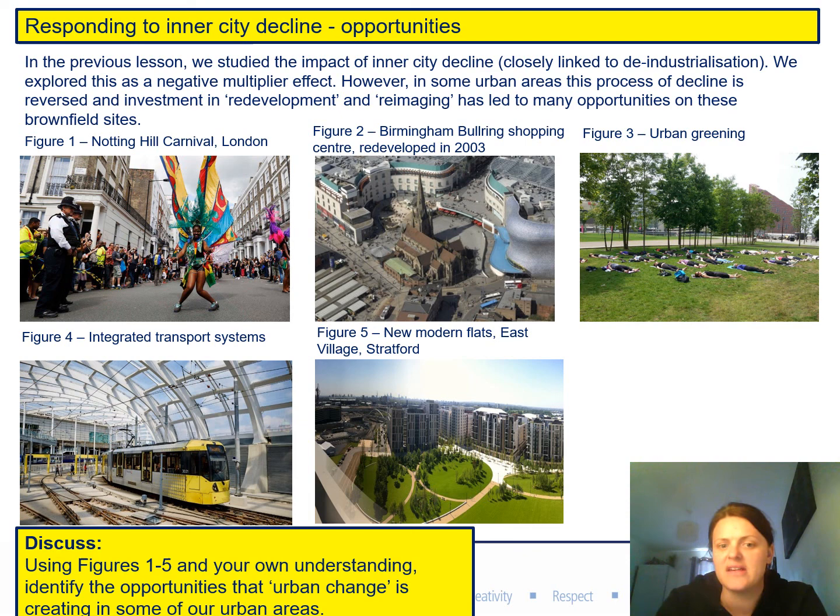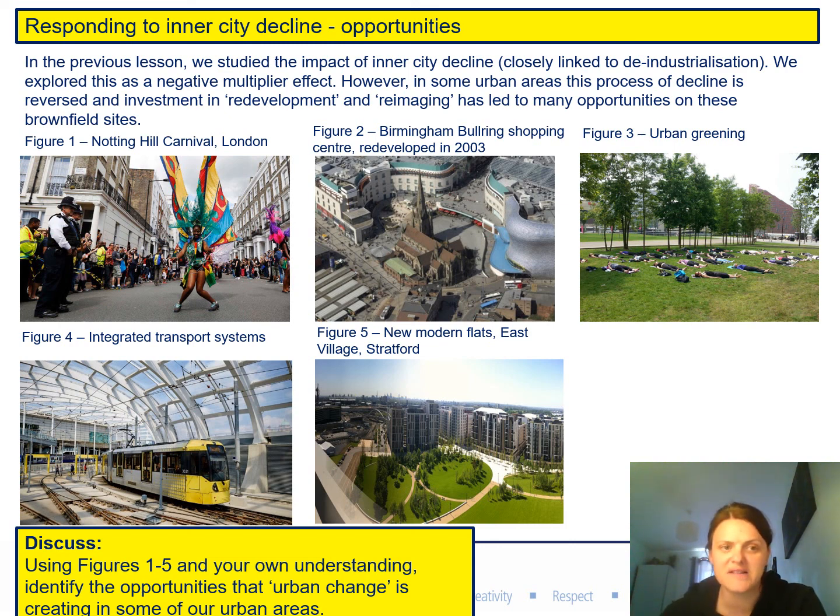So have a look at these 5 figures in front of you. They each show inner city areas. What is happening and how are they being redeveloped or reimagined? Using figures 1 to 5 and your own understanding, identify the opportunities that urban change is creating in these urban areas. So for example, figure number 1, it's the Notting Hill Carnival in London. How is that carnival giving some great opportunities for that part of London?